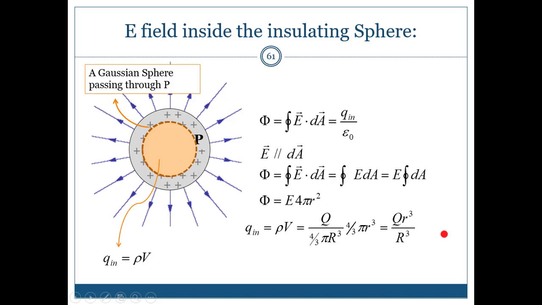Wonderful. So if I plug this in now, I will be done with the question. E times 4 pi r squared is equal to Q times small r cubed divided by big R cubed. Pulling E out of this equation, r squared cancels with this r cubed, leaving an r. So E is equal to Q times r divided by 4 pi epsilon 0 big R cubed. Wonderful. There we have an answer: the electric field at a distance small r inside the insulating sphere.